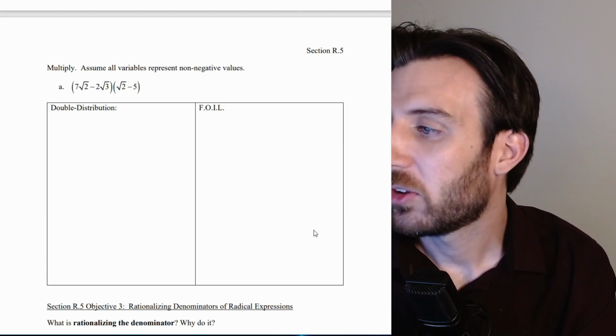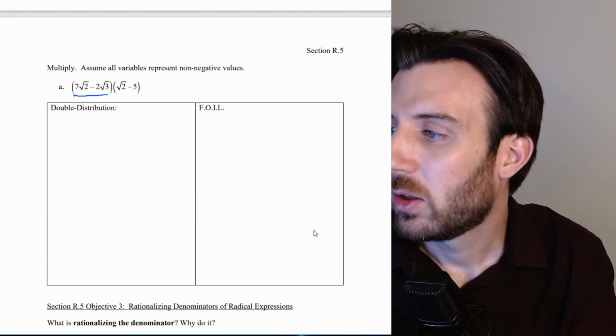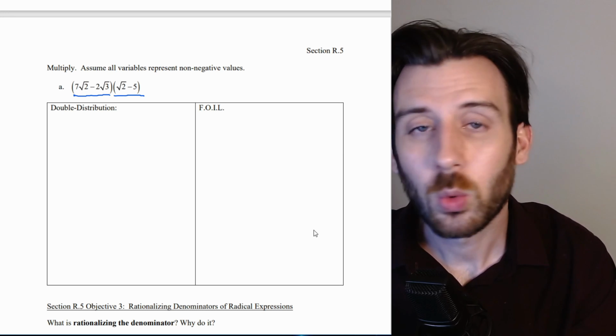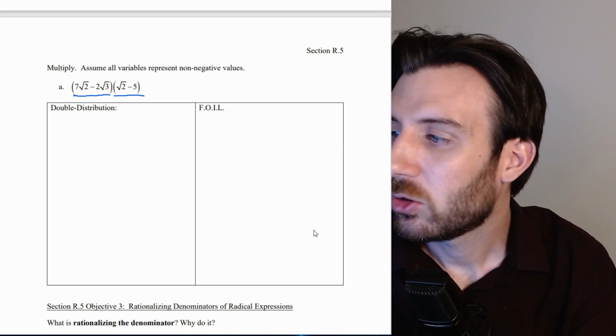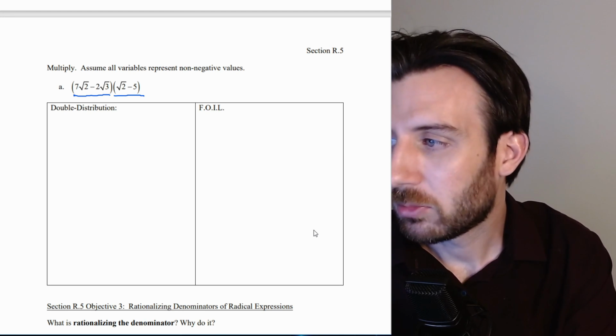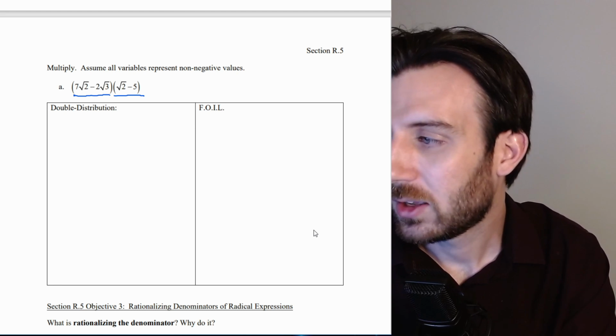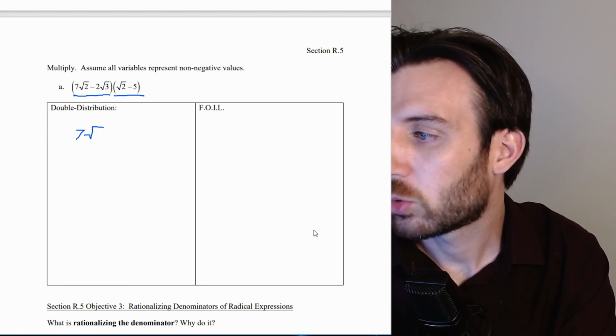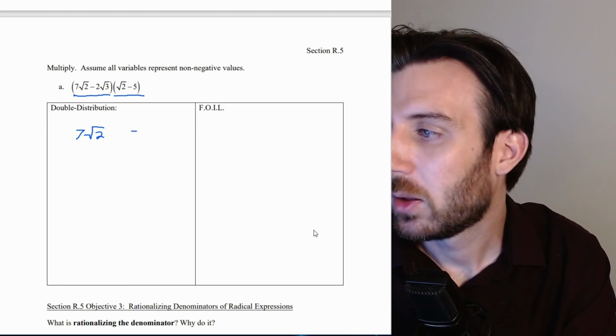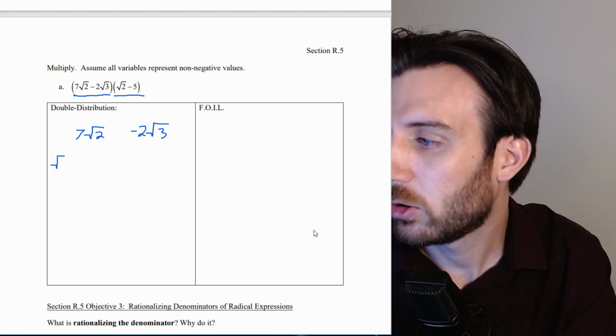Assume that all the variables represent positive numbers. How could we do a problem like this? Well, keep in mind, I like to look at this whenever we have a double distribution, or parts being multiplied, in terms of pictures. So we have 7 square roots of 2, and I have negative 2 square roots of 3. And let's imagine I'm multiplying that by a square root of 2 and a negative 5.